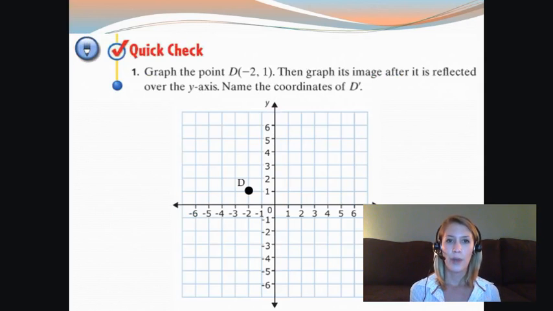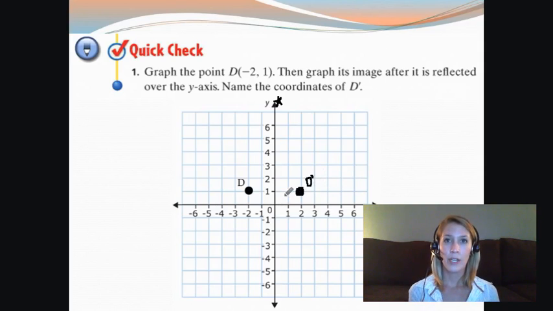Here we're asked to graph the point D, which is negative 2, positive 1. Then graph its image after it's reflected over the y-axis. So this is the axis that I'm reflecting it over. And then we're asked to name the coordinates for image D. Since our original point D is 2 units to the left of our y-axis, our image D is going to be to the right 2 units. So I'm going to plot that point here and name this image D.